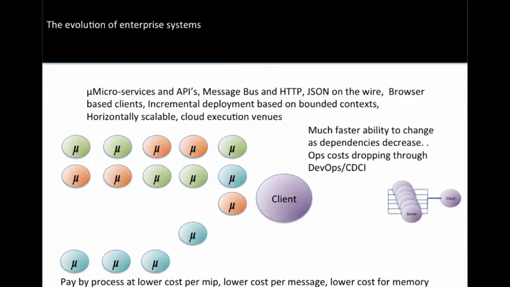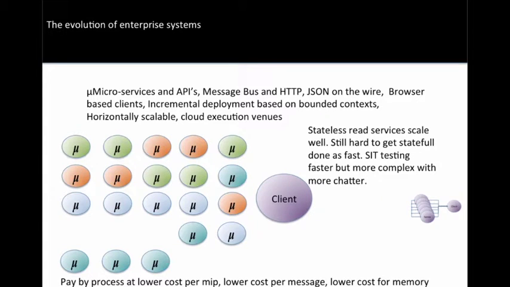As the dependencies decrease and you uncover the bounded contexts, the ops costs drop because you use DevOps and CD/CI, so you can deploy very rapidly, further shrinking the total cost of ownership. And eventually, stateless read services scale well, so we get really great scale for our data that we want to share with the world and do business transactions. Still hard to get stateful done quite as fast. They're a bit more complex.